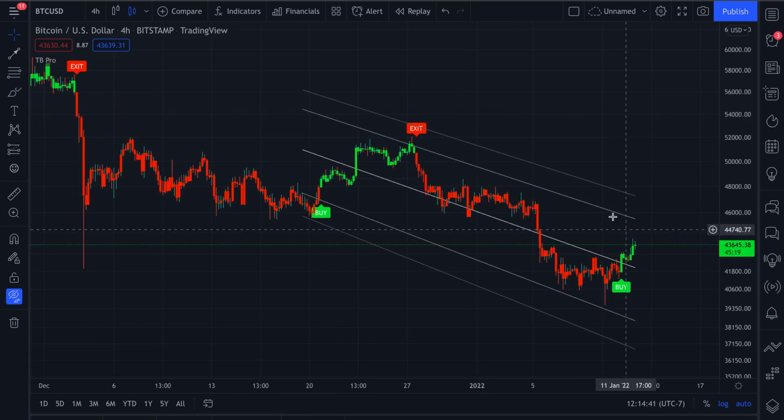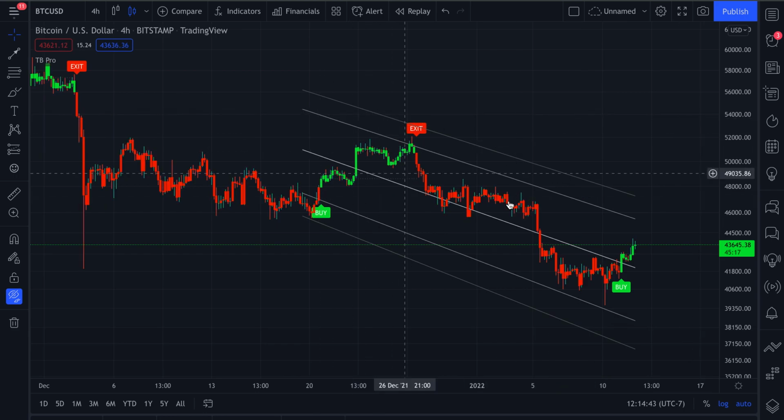It could be in a downwards trend. It could be that the lines are very, very horizontal and sideways. That would tell you that the regression or the trend that you're looking at right now is in a very sideways movement. But right now we're looking at Bitcoin on the 4-hour.